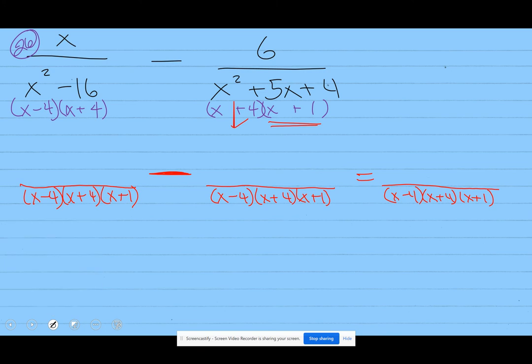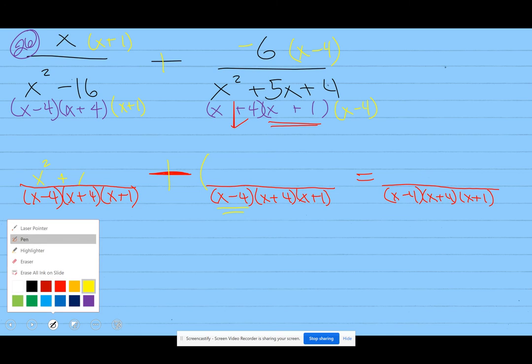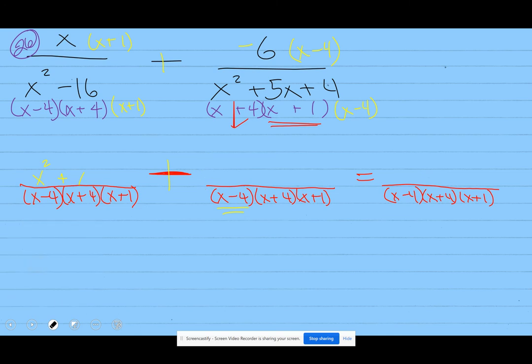So now when I compare this one, the first fraction's missing the x plus 1, so I'm going to multiply the top by that. Give me x squared plus x. The second fraction is missing the x minus 4. That's what it's missing. So that's going to give me a minus. Let's be careful here. Let's change that to a plus. There we go. So it'll be a minus 6. Let me do a little erasing. There we go. Let's change this to a plus.